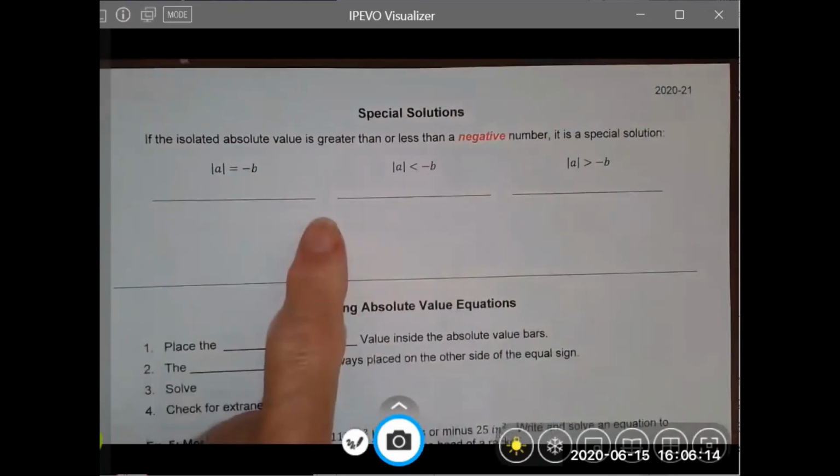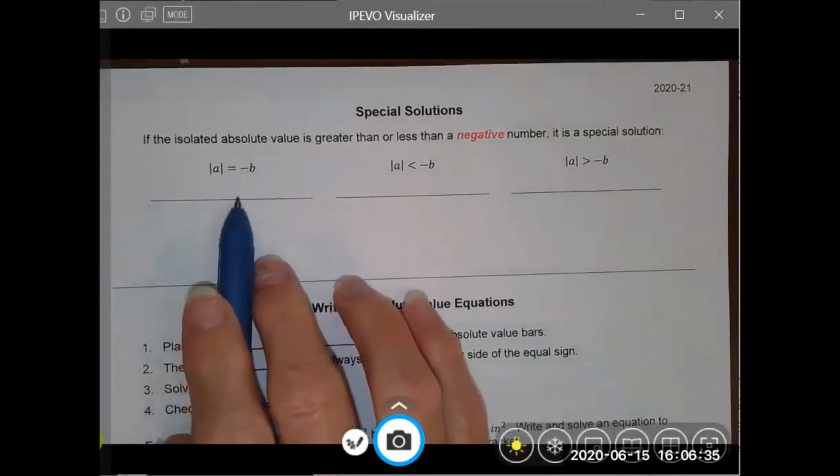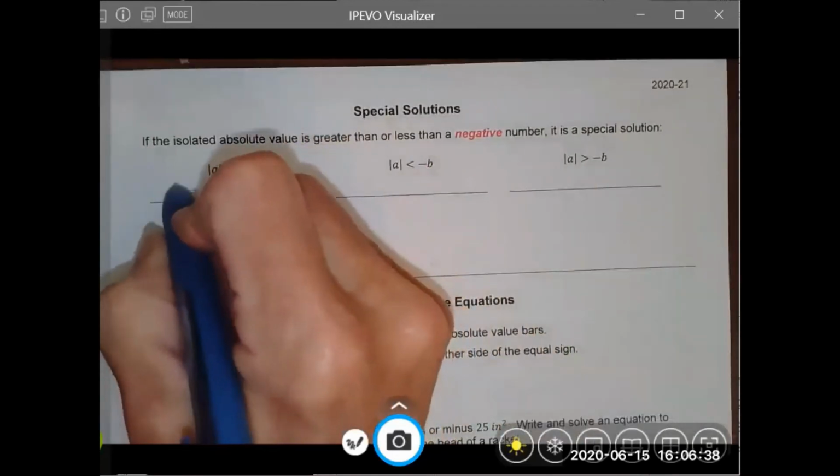Let's move on and talk about special solutions. So special solutions are those weird cases where you either have no solution or you have infinite solutions, and hopefully you remember some of those from when we had systems of equations. Similar things can happen with absolute value. I can have no solution. That's what this case would evolve to.